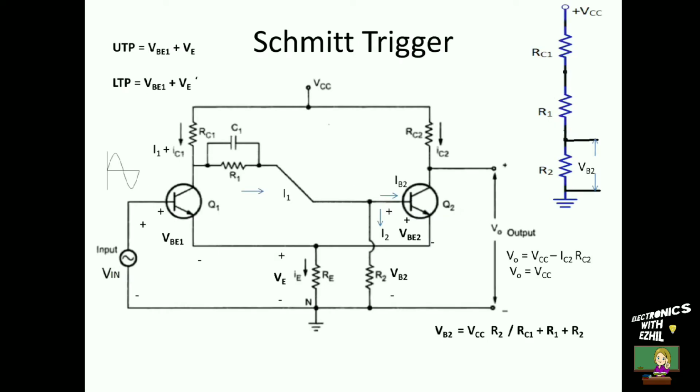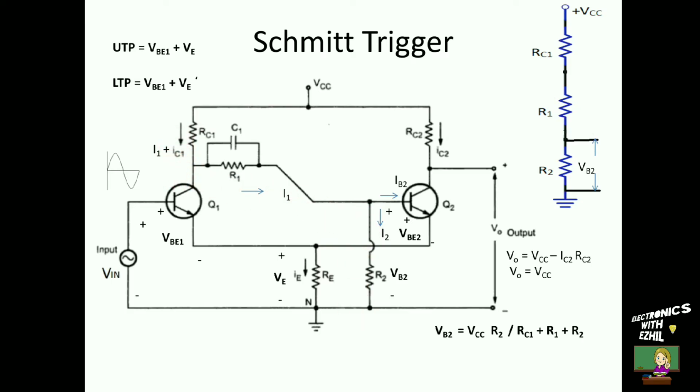Now we'll see the working of Schmitt trigger circuit. The collector of transistor 1 is coupled to the base of transistor 2 through the resistor R1 as in bistable multivibrator. But the collector of transistor 2 is not connected to the base of transistor 1. Instead of that, the emitters of transistor 1 and transistor 2 are connected together and they are grounded through the resistor RE.